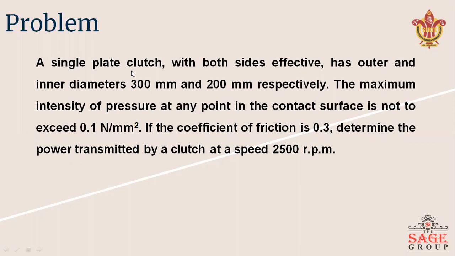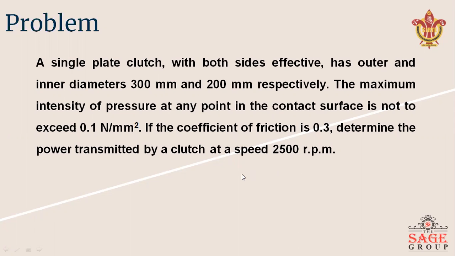A single plate clutch with both sides effective has outer and inner diameters 300 mm and 200 mm respectively. The maximum intensity of pressure at any point in the contact surface is not to exceed 0.1 Newton per mm square. If the coefficient of friction is 0.3, determine the power transmitted by the clutch at speed 2500 rpm.